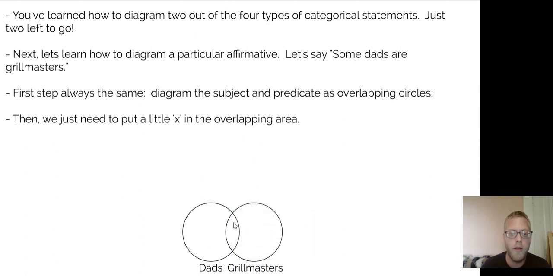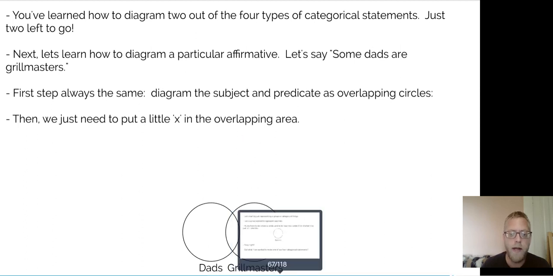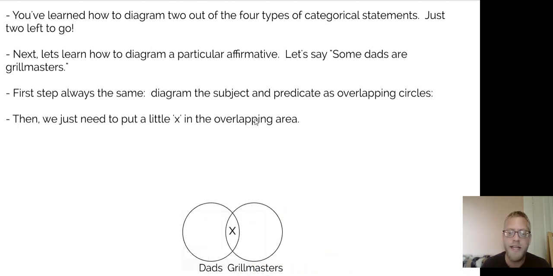So we're going to put a little X right here, right in the overlap. I'm going to say there's at least one guy out there who is a dad and also a grill master. Most likely lots, but we're saying at least one. Some beings exist who are dads and grill masters. Do you see that? Just a little X to represent at least one. There's at least one member of the group dad who also belongs to the group grill masters.